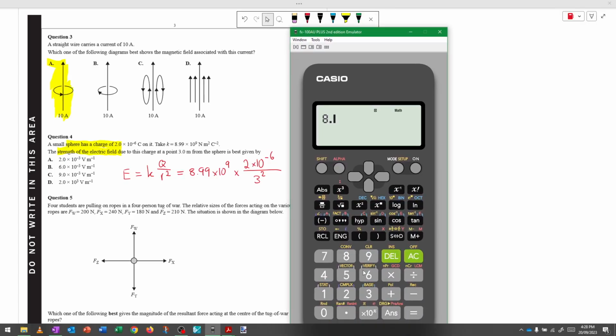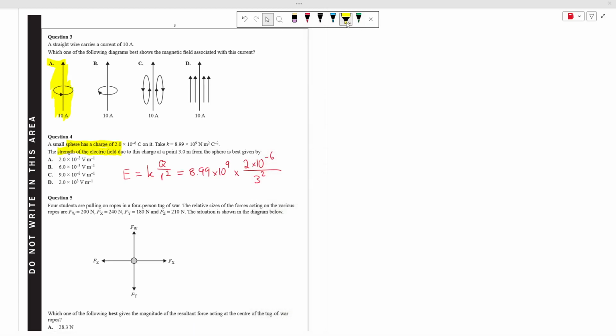Okay, 8.99 times 10 to the 9 times fraction 2 times 10 to the negative 6, and 3 squared is 9. So I get close to 2,000, and that looks like it's going to correspond there to option D. Alright, let's get rid of that. So option D is the correct answer.